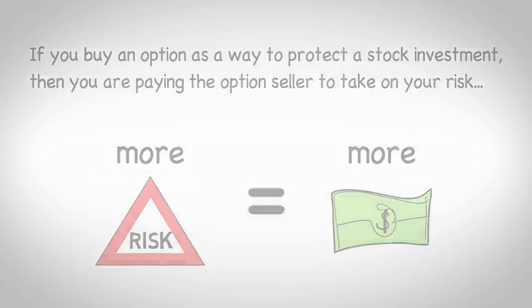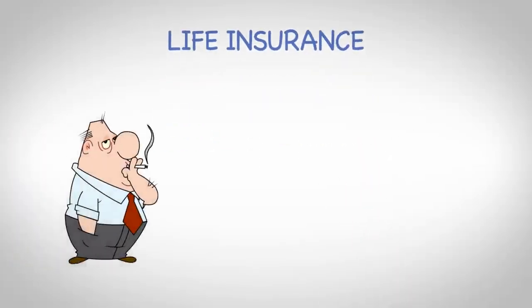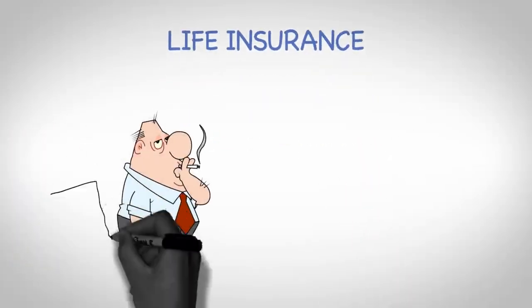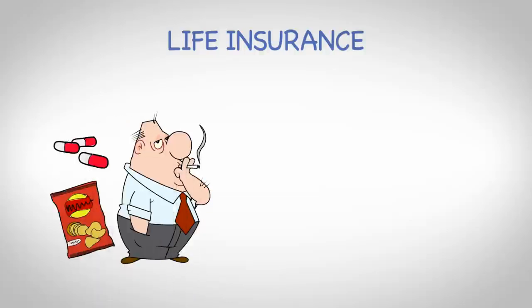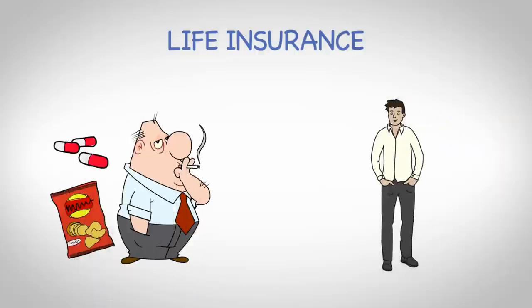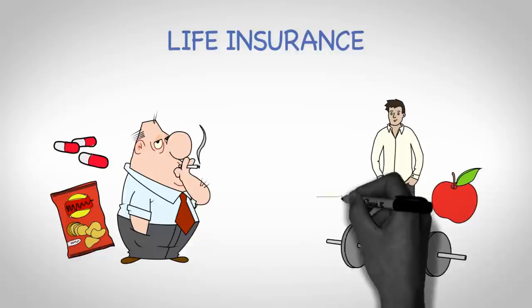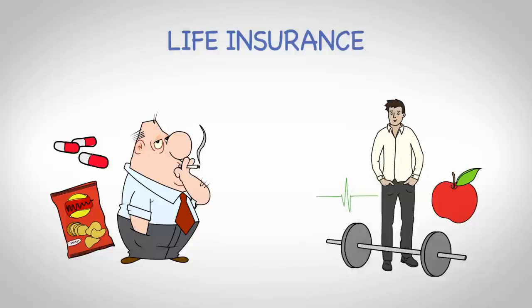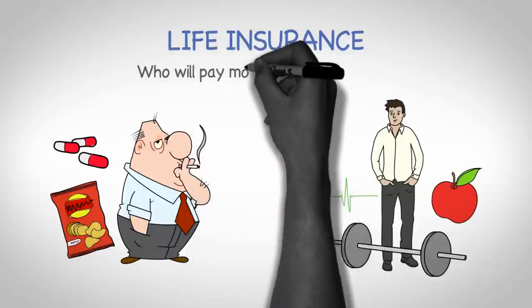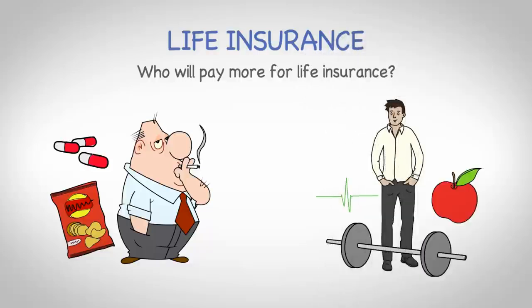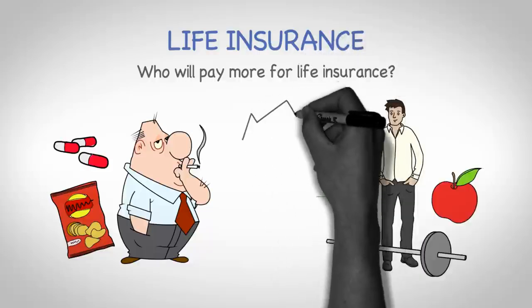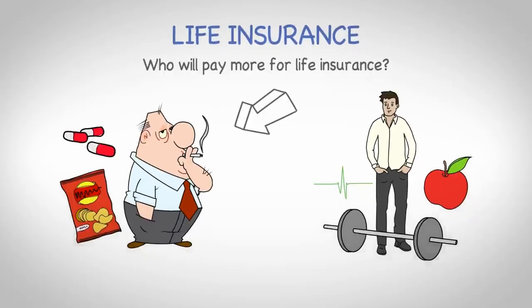Let me explain. Let's say you are an insurance company and you are providing life insurance for two different people. The first person is overweight, smokes a pack a day, and has a serious medical condition. And the second person is healthy, exercises regularly, and has no signs of any life-threatening medical conditions. Who do you think is going to have to pay more for life insurance? Exactly, the person who is at more risk of dying.